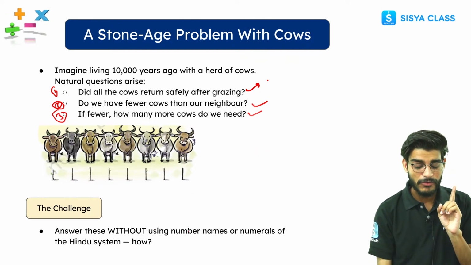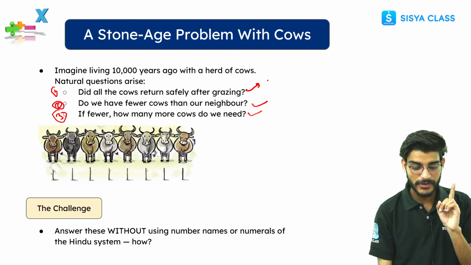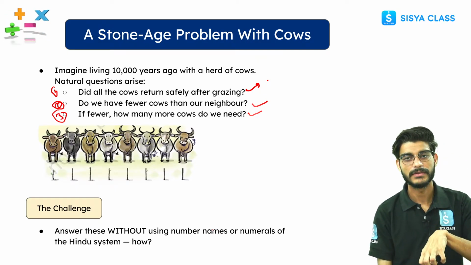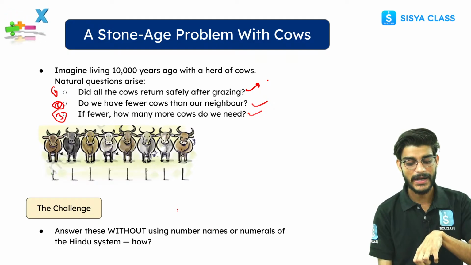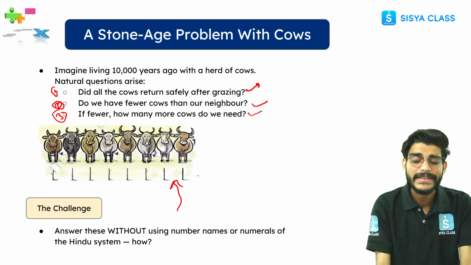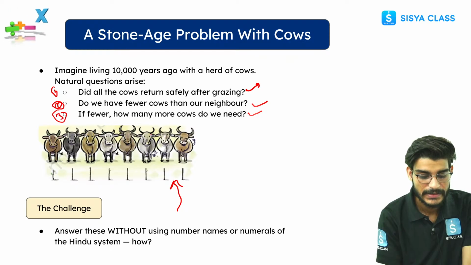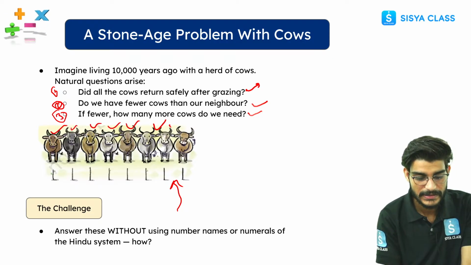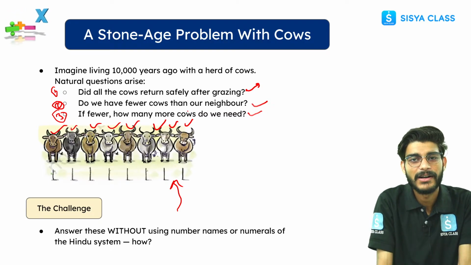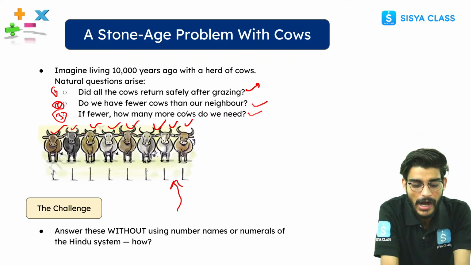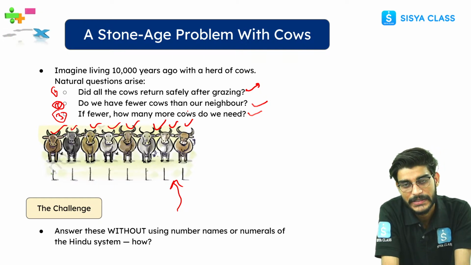First of all, the challenge was to answer without using the numbers or numerals we have now, that is the Hindu number system. Now it is easy to say 1, 2, 3, 4, 5, 6, 7, 8. Sir, we have 8 cows. But back then it was quite difficult to find out how many cows we have and whether all the cows returned safely after grazing or not.